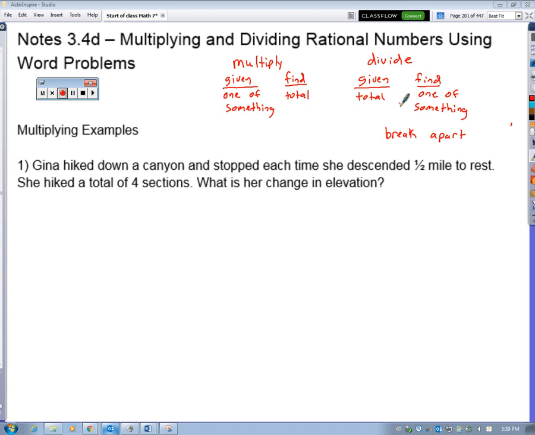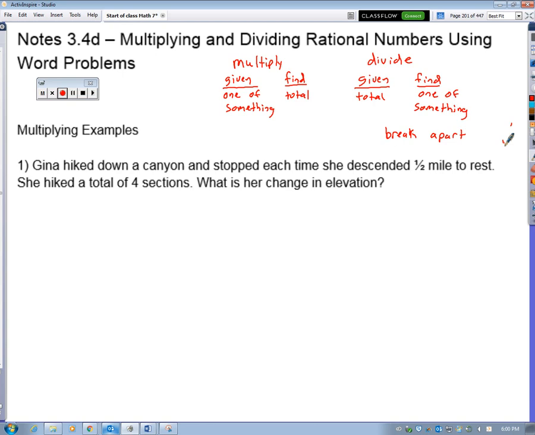Okay, division is just the opposite. They're going to give you a total of something, and they're going to ask you what that one of something is. Now it doesn't always follow this. Another way to tell if it's a division problem is to ask yourself, are they trying to break apart something? Do they have a total and they're going to try and break it apart into smaller things? That's another way that I think about division problems.